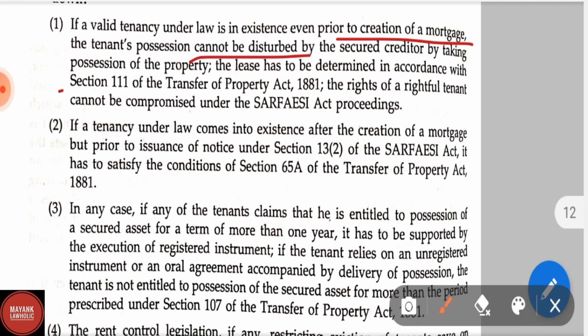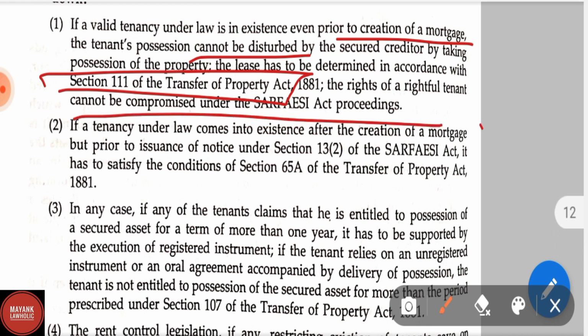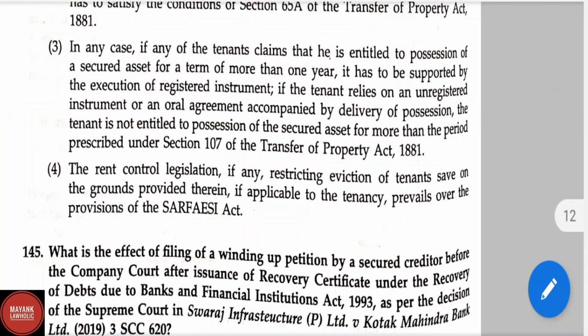The lease has to be determined in accordance with section 111 of the Transfer of Property Act 1882. The rights of the rightful tenant cannot be compromised under the SARFAESI Act proceedings. Option 2: if a tenancy under the law comes into existence after the creation of a mortgage but prior to the issuance of notice under section 13 clause 2 of the SARFAESI Act, it has to satisfy the condition of section 65A of the TPA.